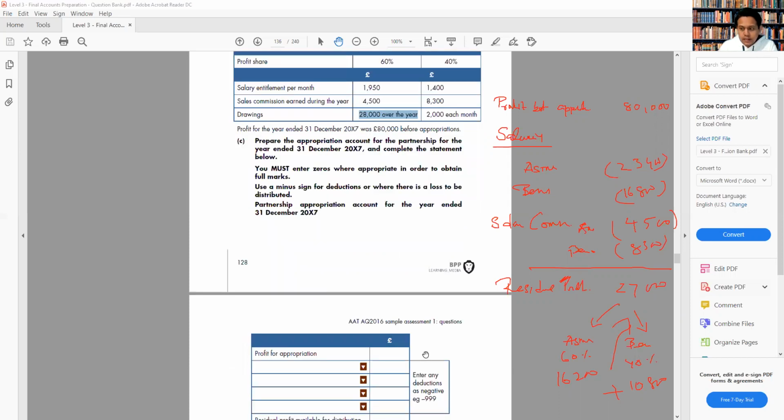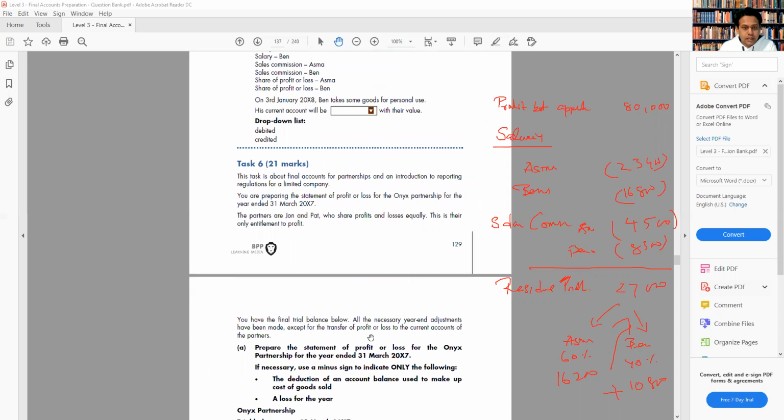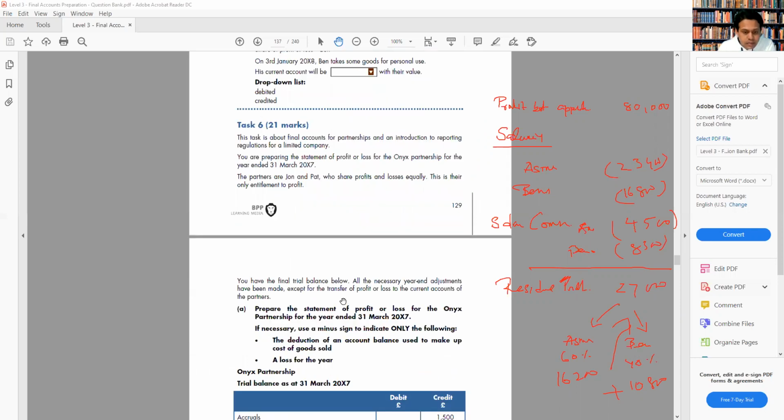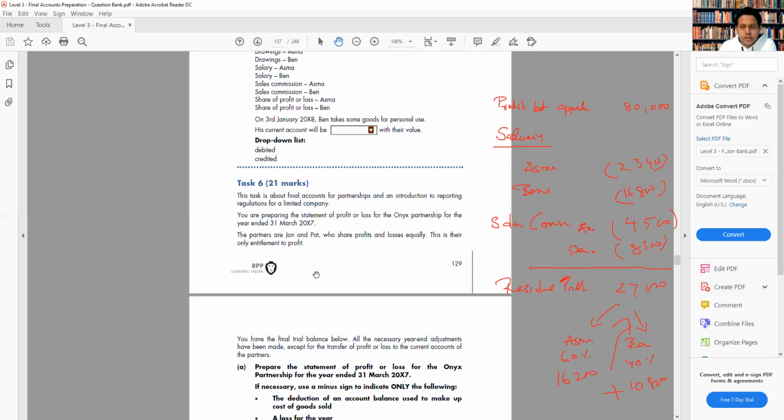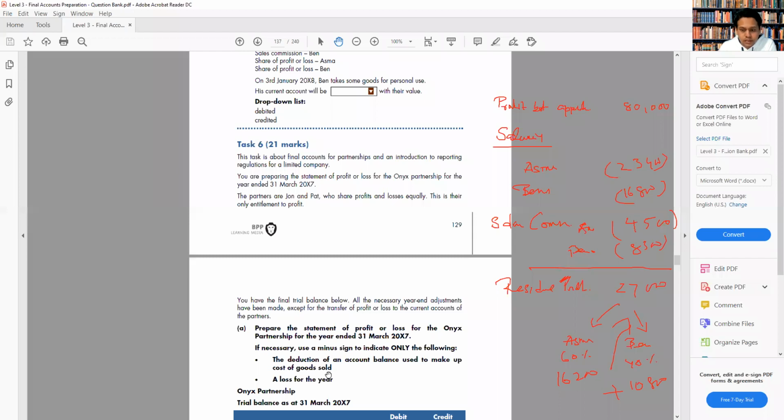All right, so we have task 6. That will be our next question. I think it's from the partnership as well. So let's have a look at this question.